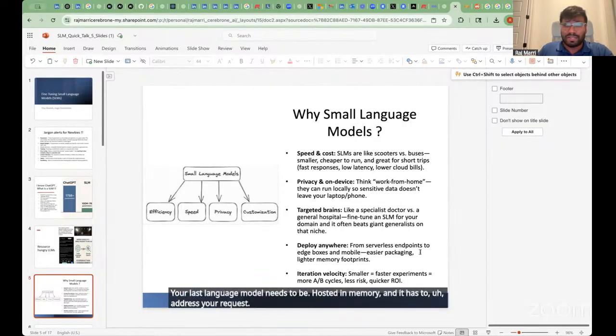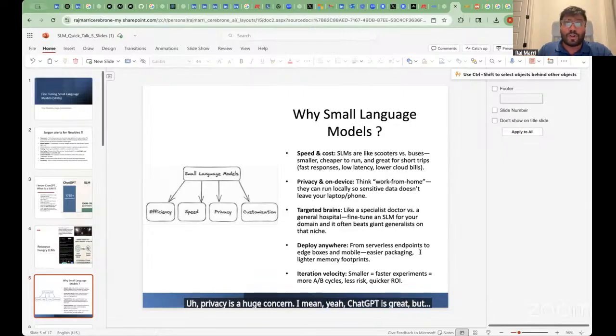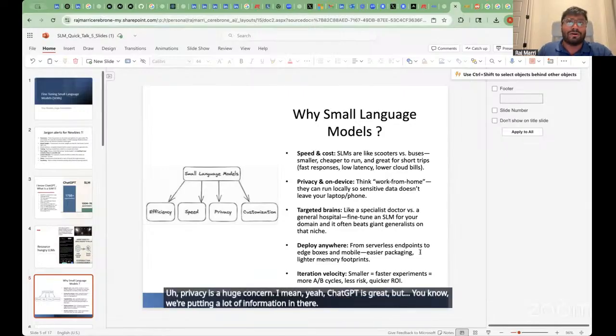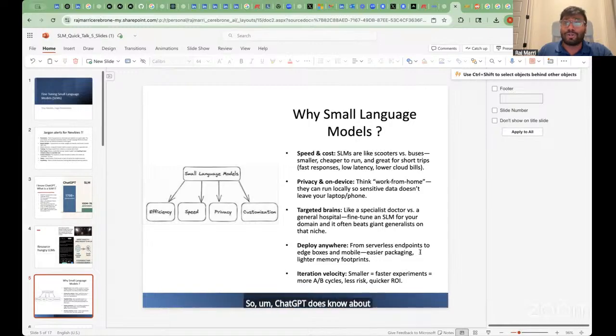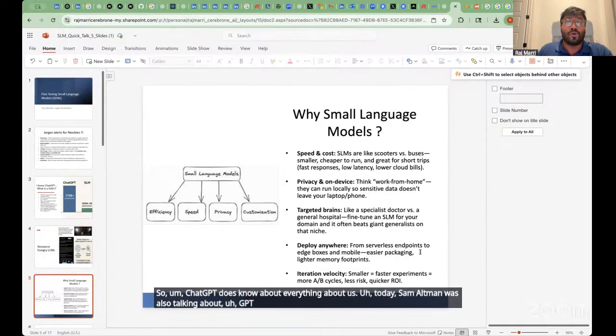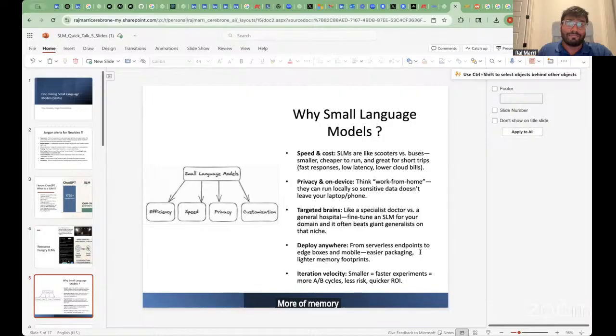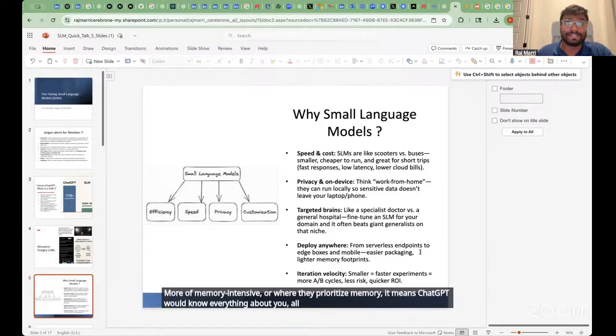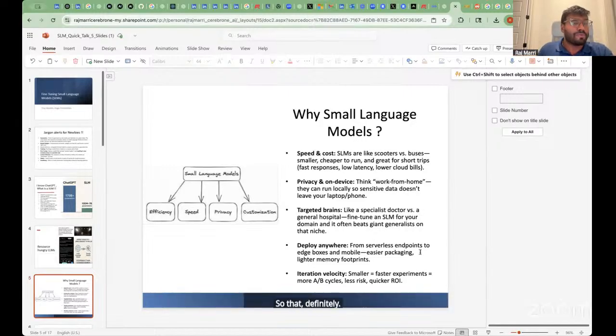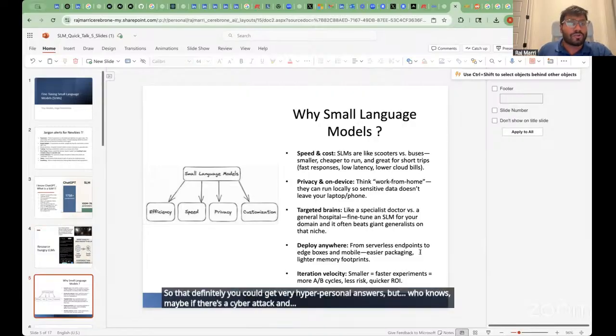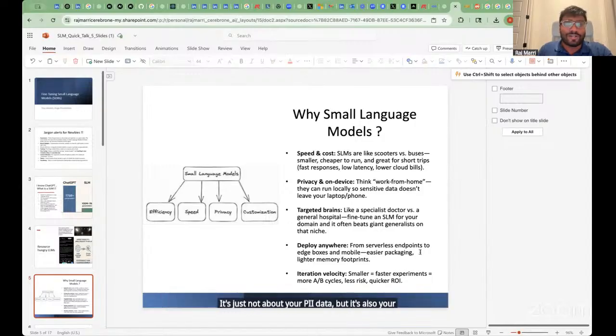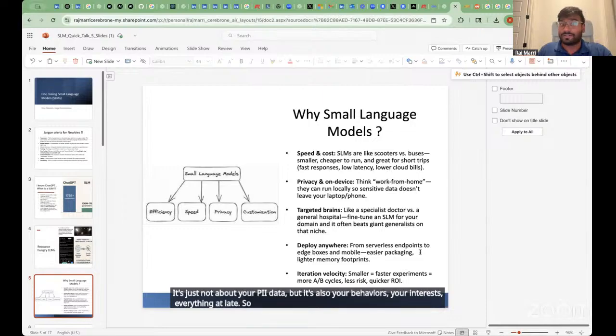Privacy is a huge concern. ChatGPT is great, but we're putting a lot of information in there, so ChatGPT does know everything about us. Today, Sam Altman was also talking about GPT-6 being more memory intensive, where they prioritize memory. It means ChatGPT would know everything about you, all of your personal details, so that you could get very hyper personal answers. But who knows? Maybe if there's a cyber attack and all of the chats got released, then it's not just your PII data, it's also your behaviors and interests, everything gets leaked. So it's really a huge concern.